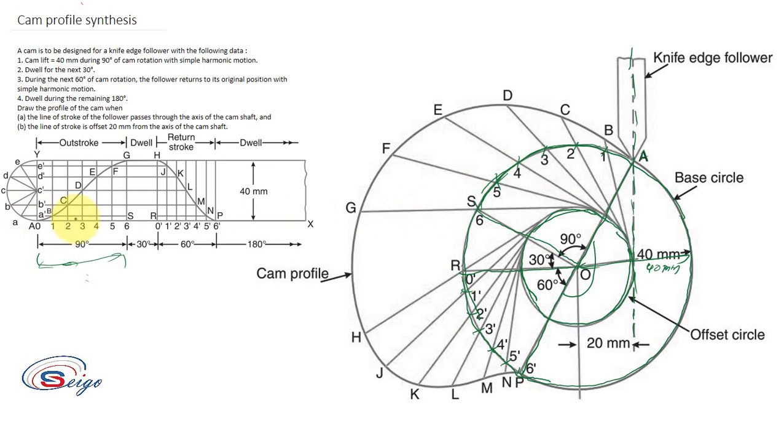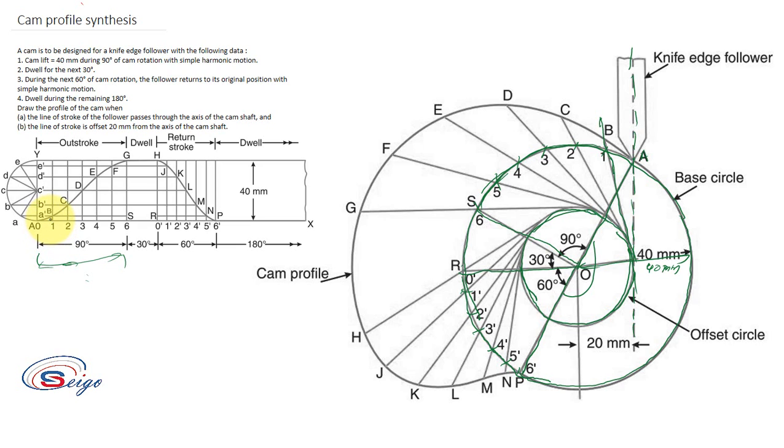Next draw a line passing through 1 and tangent to the offset circle. Then again a line passing through 2 and tangent to the offset circle, passing through 3 and tangent to the offset circle, and similarly for the rest. After that, the procedure is the same as what we have already done.